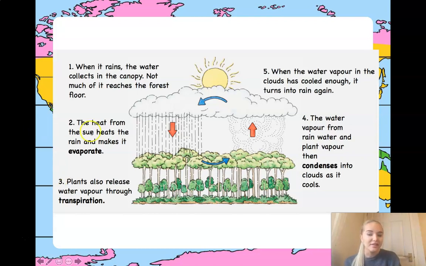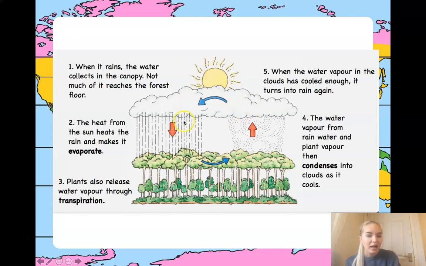If we start at number 1 here, thinking of the clouds. When it rains, that form of precipitation, the water coming from the clouds in the form of rain, collects in the canopy. The canopy is the highest area of a tropical rainforest. Because the canopy is so thick, you can see all those trees, not much of the rain reaches the forest floor, which is down here. We're going to be looking at the layers of the rainforest very soon. So it rains and the water collects in the canopy.